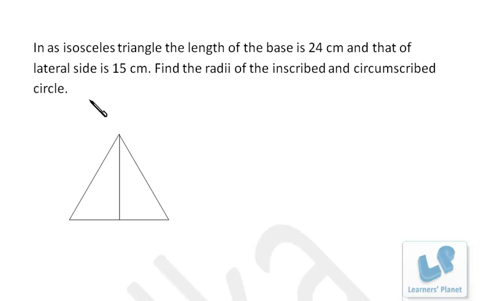Now we have this problem. In an isosceles triangle, length of the base is 24. So this must be 12, this must be 12, and since this is an isosceles triangle, this must be altitude. And that of lateral side is 15 centimeter. So this is 15, this is 15. Find the radii of inscribed and circumscribed circle.